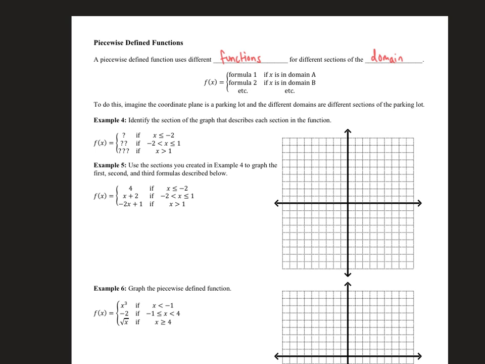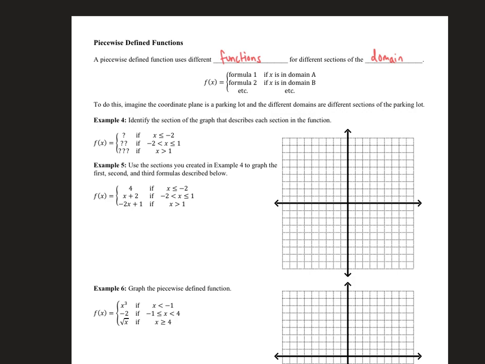So if the values we're plugging in are less than or equal to negative 2, then we'll use this function. If the values we're plugging in are between negative 2 and 1, we'll use this function. If the values that we're plugging in are greater than 1, we'll use this function. So the graph often looks like it has different shapes making it up.